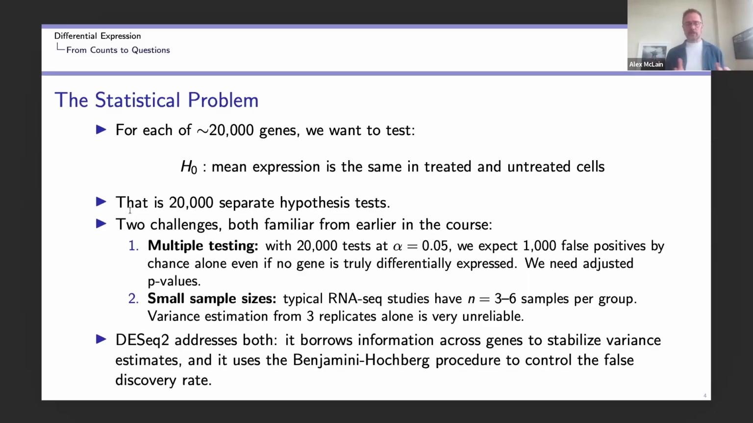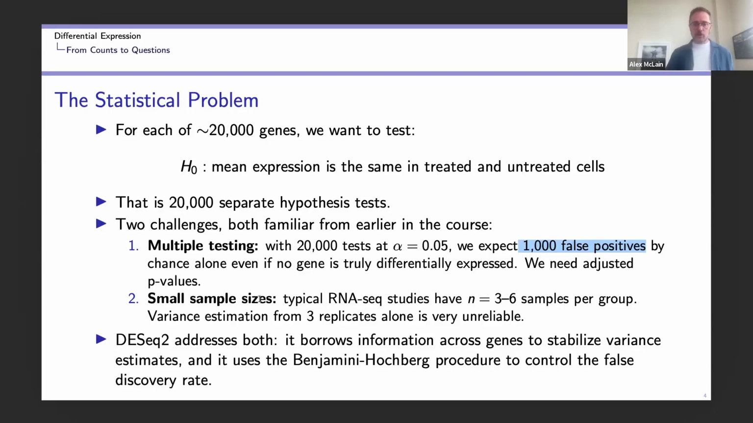So some of the challenges that come up in this, with 20,000 tests, if we just rejected everyone at a 0.05 level, we know that there would be about 1,000 false positives. So way too many false positives. So we have to adjust the p-values after we do the analysis.